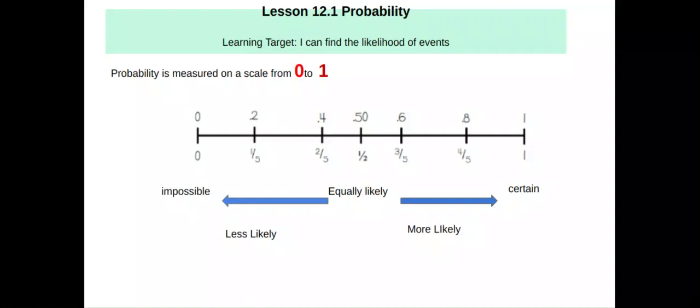So if you look at the scale, in the middle where it says equally likely, that means that something has a 50-50 chance of happening. If you think about flipping a coin, heads or tails, those are your options. It's either going to be heads or tails, 50-50 chance. As you go closer up to 1, where things are certain, then we say that things are more likely. As you go closer to 0, where things are impossible, we say that things are less likely.